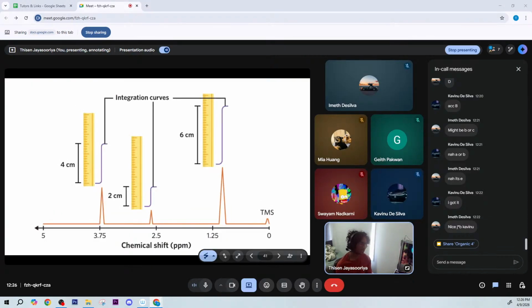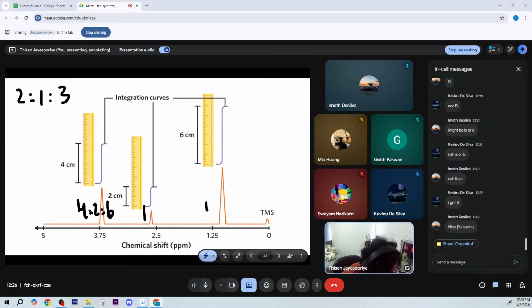Now, they've included this thing called the integration curve. Basically, they draw a literal integral and you just measure the length of the integral. So here, the integral has a 4 to 2 to 6 ratio. That means the ratio of hydrogens in each environment is going to be 2 in this environment for every 1 in this environment for every 3 in this environment. That's literally what the integration curve is. You measure it out with the ruler and you find the difference in the lengths. It's great, isn't it? Very scientific technique. Incredibly scientific.